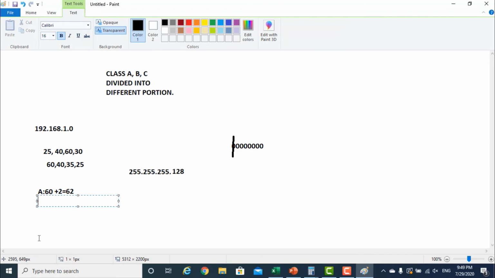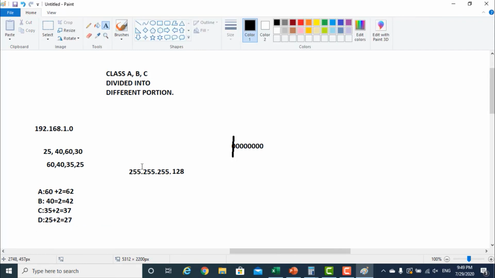That's A. The B requirement is 40 plus 2, which is 42. The C requirement is 35 plus 2 equal to 37, and the D requirement is 25, which plus 2 equal to 27.